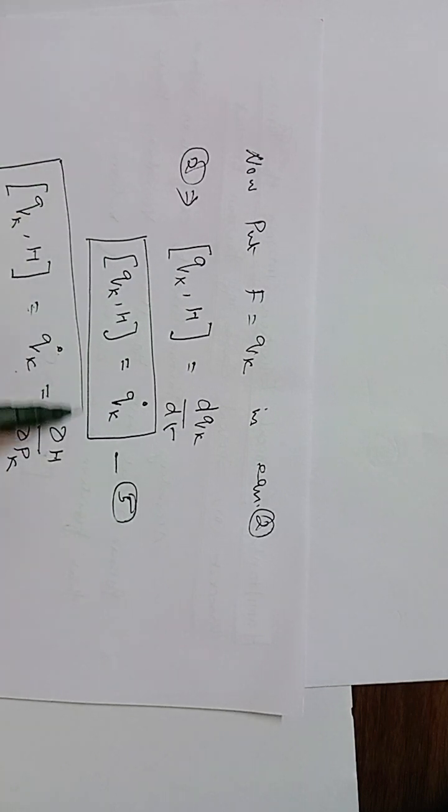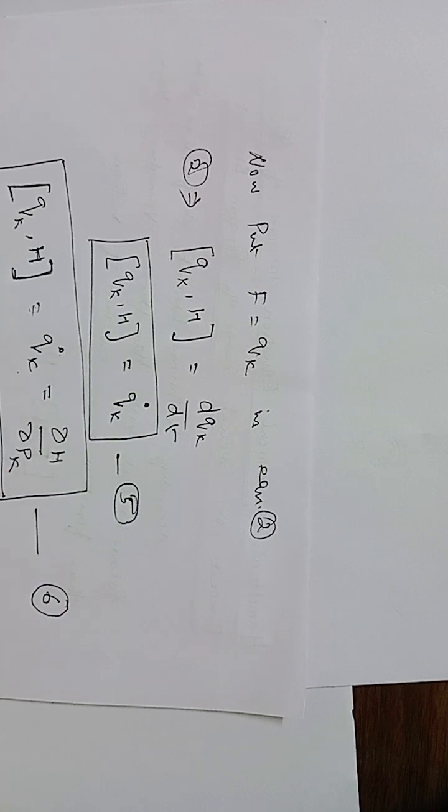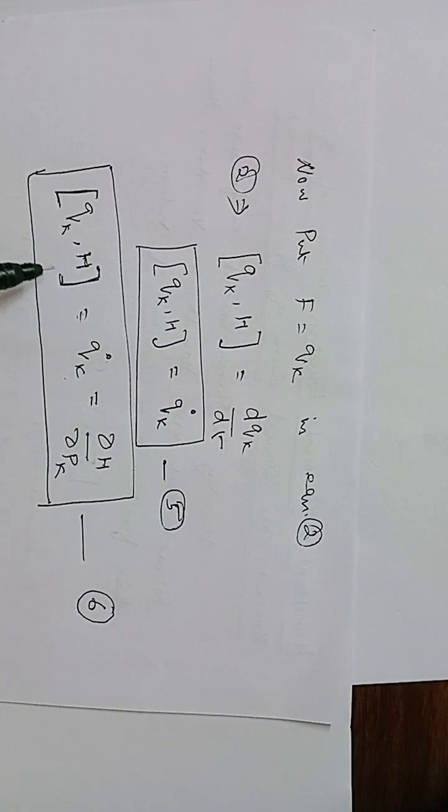You see, this is what? Canonical transformation equation. Qk dot is equal to dou H by dou Pk, in terms of the Poisson bracket of Qk and H. Understand? So this equation 6 represents the canonical equation of motion in terms of Poisson bracket. So this is the first equation in canonical motion.